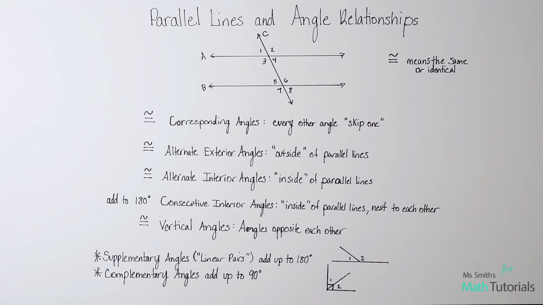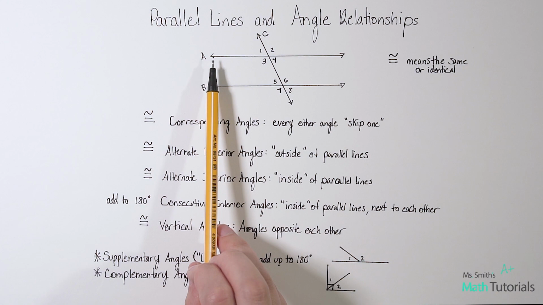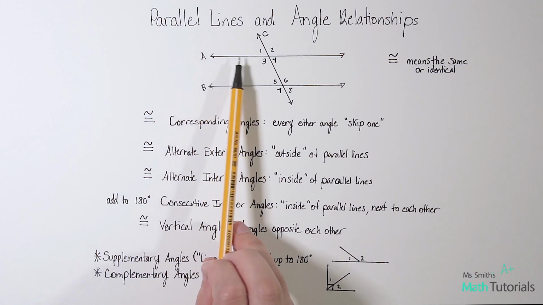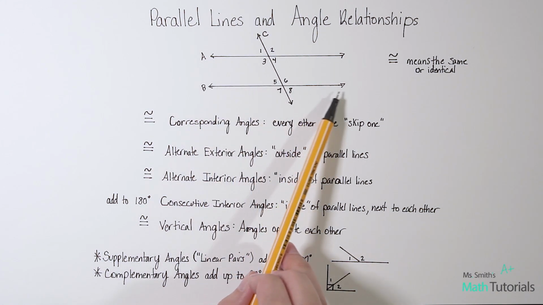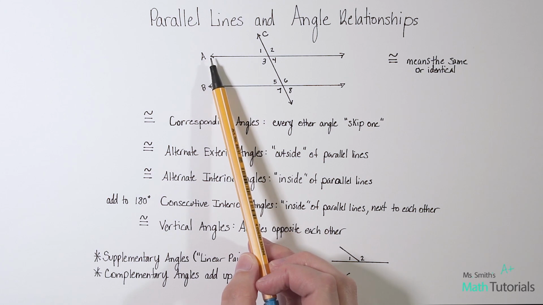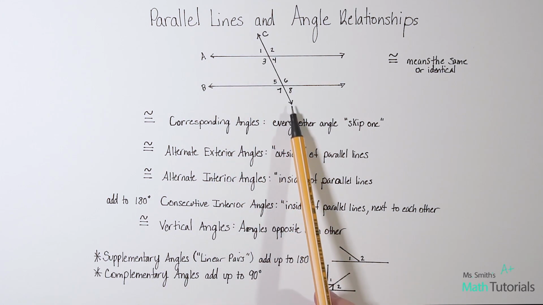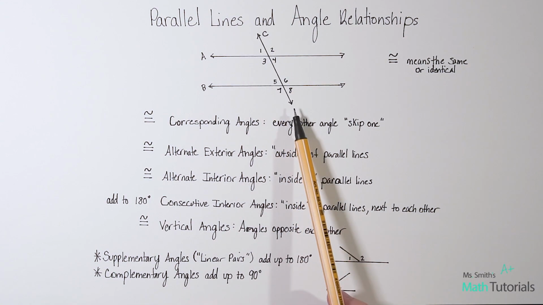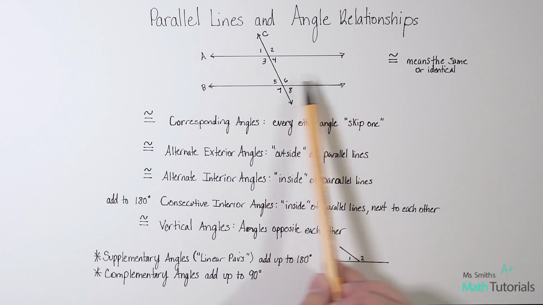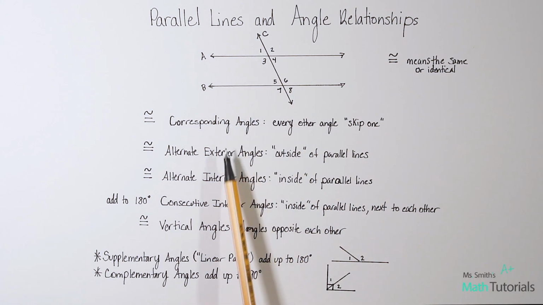I'm Miss Smith. In this video, we're going to be talking about parallel lines and angle relationships. A couple things we want to establish is that A and B have to be parallel lines in order for these to work. So this is operating under the assumption that A and B are parallel. This cut through line is called a transversal, this C line. It's cutting through two or more parallel lines, and it creates these angle relationships, and we're going to talk about those.